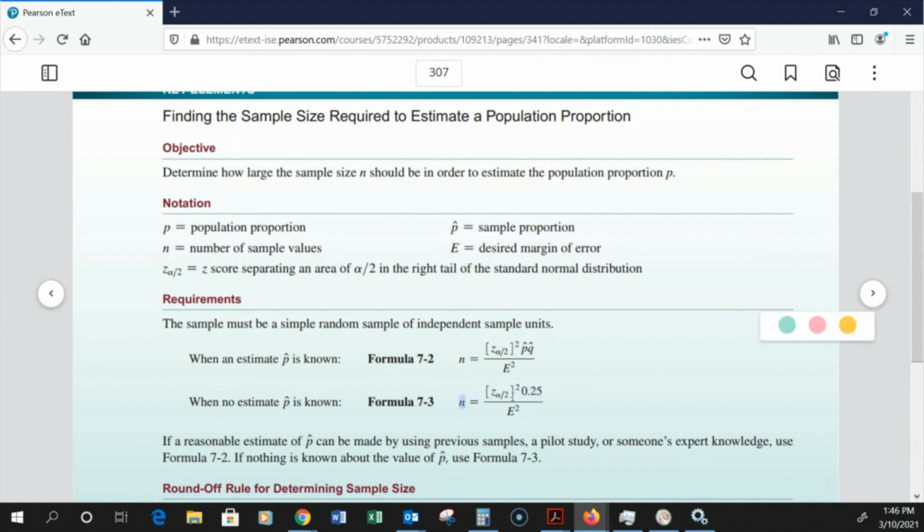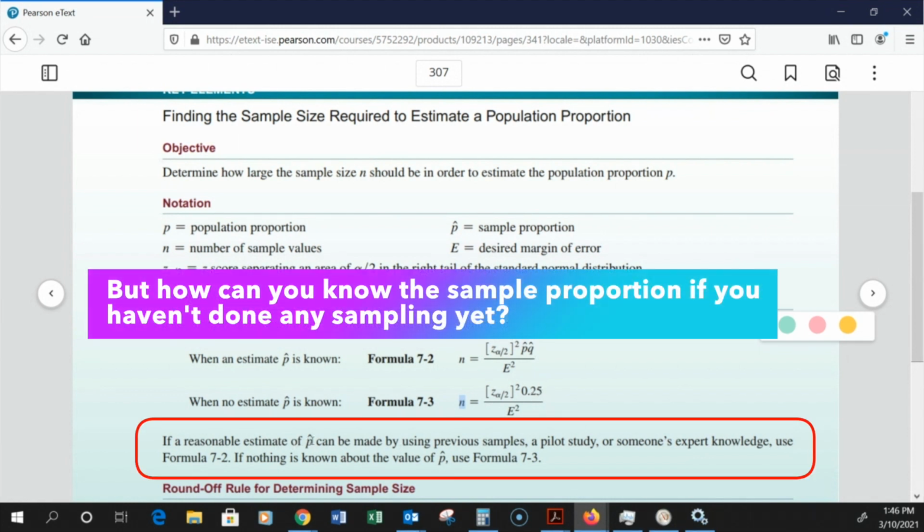Our value of n shrank a lot, going from 0.25 to 0.21. So how can you know p hat? Well, maybe you did this last year, so you might know. Maybe from a pilot study.